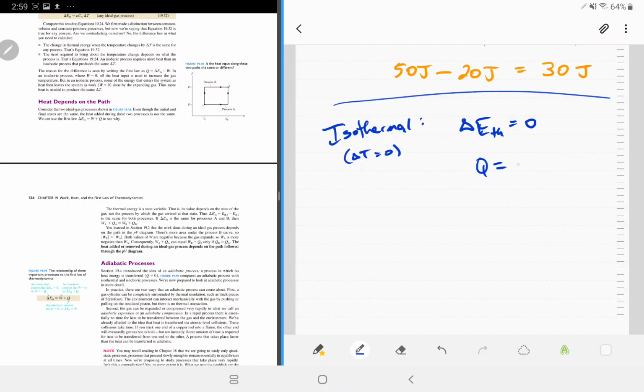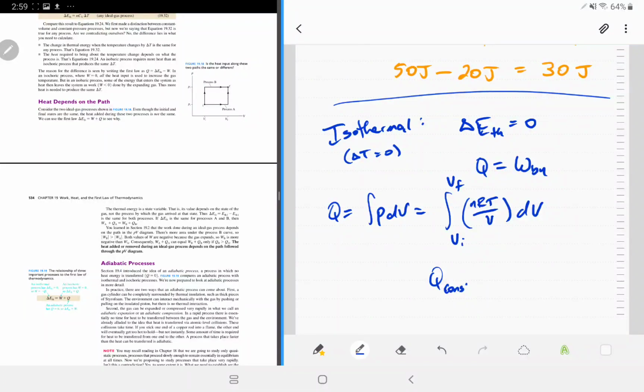And this means that Q is equal to the work done by the gas. So Q is equal to the integral of P dV. For P, we can replace it with nRT over V, from some initial volume to some final volume. Remember T is constant, so I can pull that out of the integrand. And the integral of dV over V is log of V final over V initial.